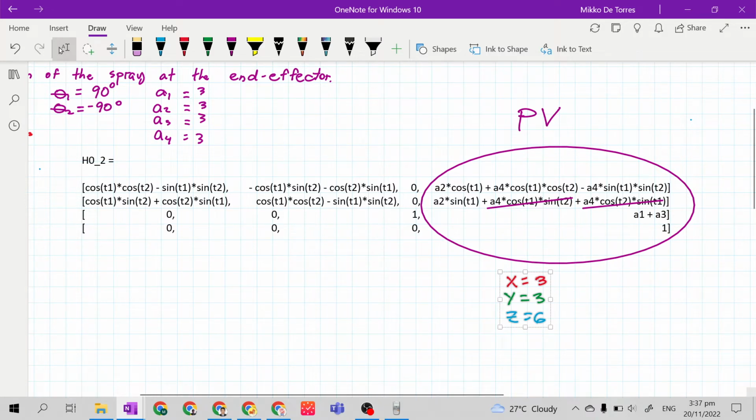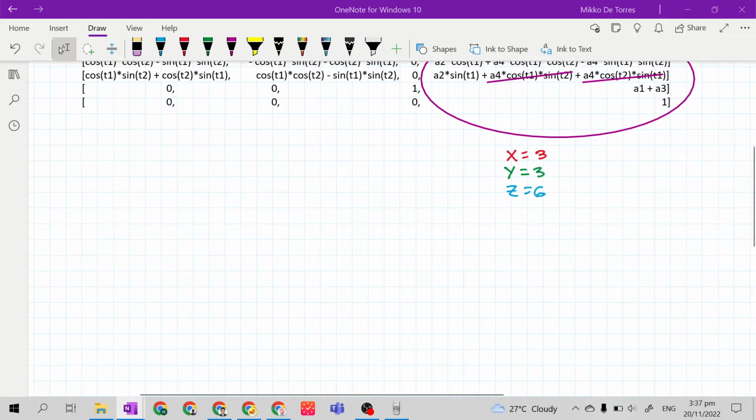So using a three-dimensional table, it should look like this.